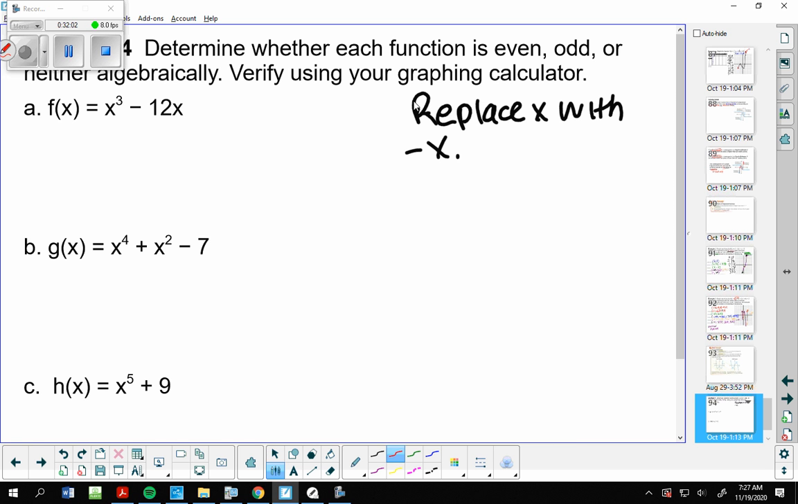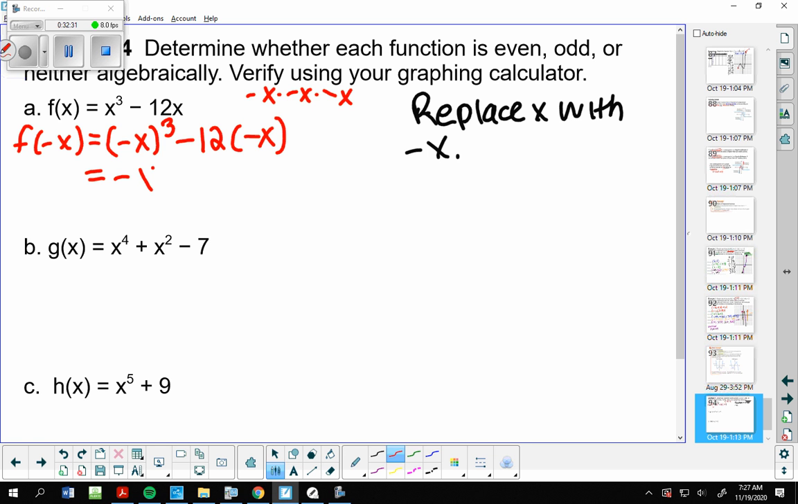So we're going to replace x with a negative x. This side is just notation. So f of negative x, let's plug in a negative x every place that I see an x. Negative x cubed means that we're doing negative x times negative x times negative x. Remember that if you're raising it to an odd degree, then it's going to be negative. So negative x cubed is negative x cubed. And then negative 12 times negative x is plus 12x.